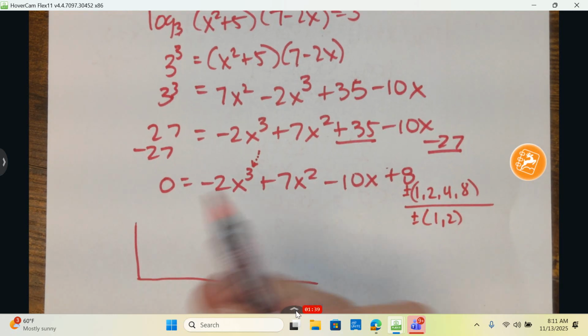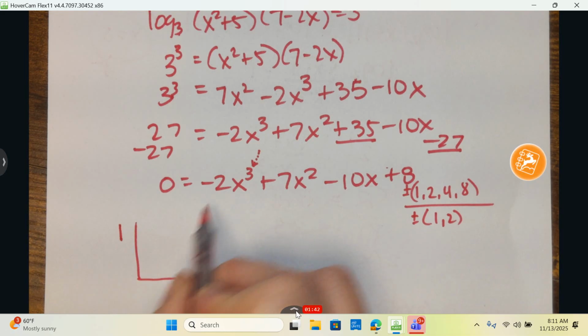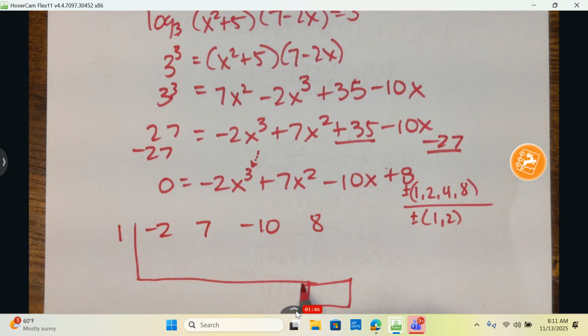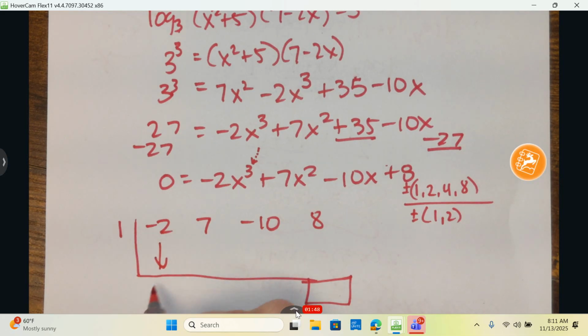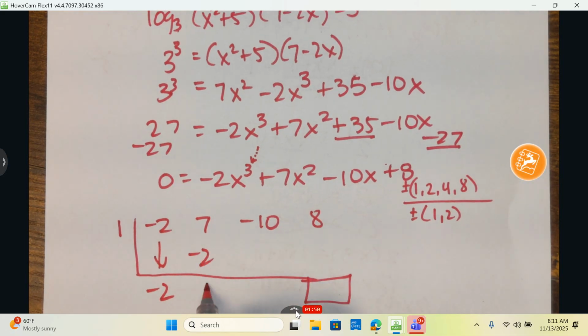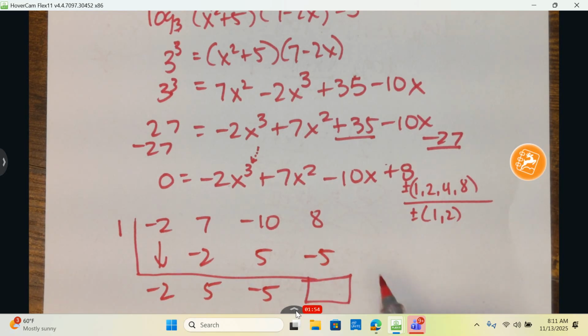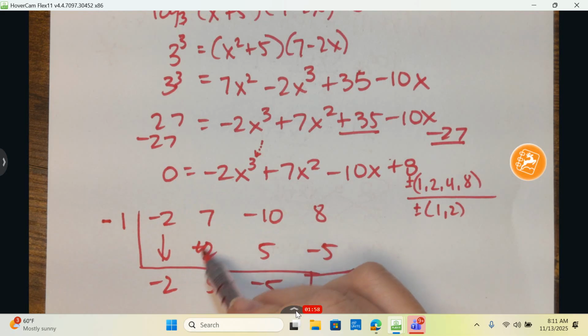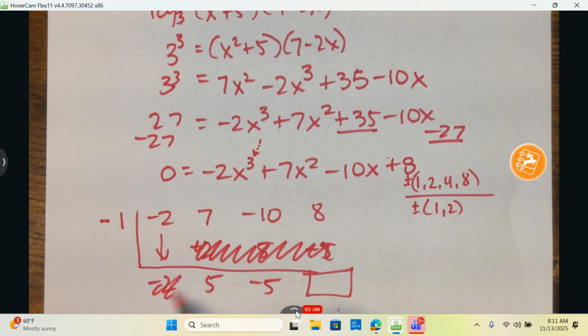So let's first test by testing positive 1. So negative 2, 7, negative 10, and 8. When I test it, I'm looking for a remainder of 0. Dropping down and multiplying, adding and multiplying, and I can see here I do not get 0. 1 does not work. Now I'm going to be lazy and test negative 1.